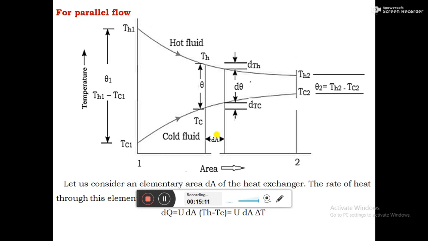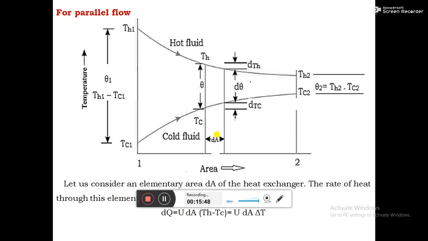First, instead of considering the entire heat exchanger, let us consider a small elementary area dA of the heat exchanger. We will not consider the entire length of the heat exchanger. First of all, we consider a small length of the heat exchanger, having a small elementary area dA.